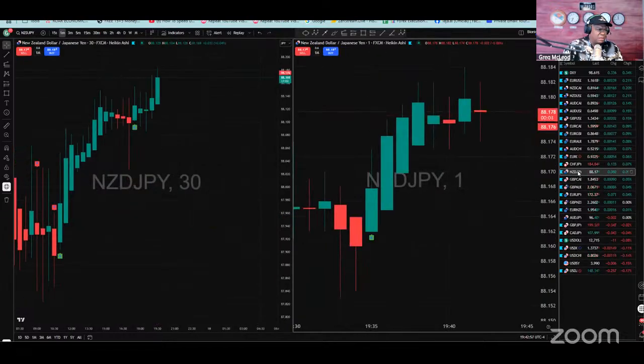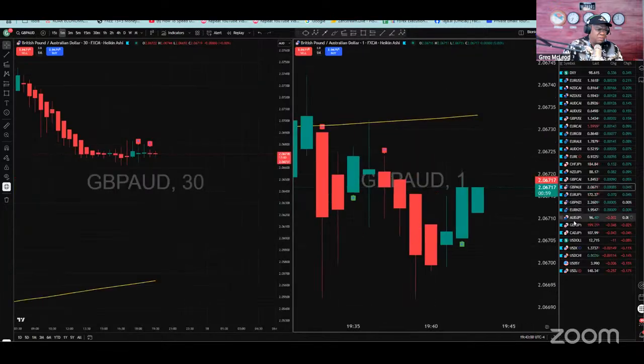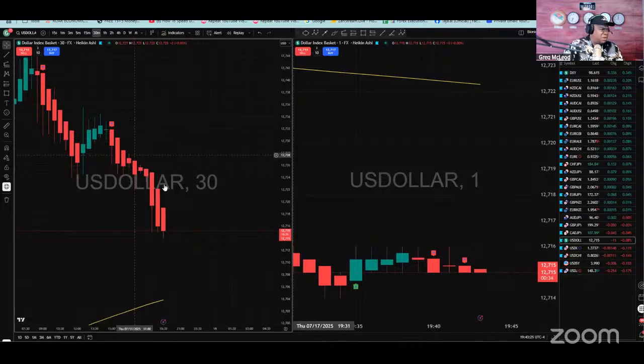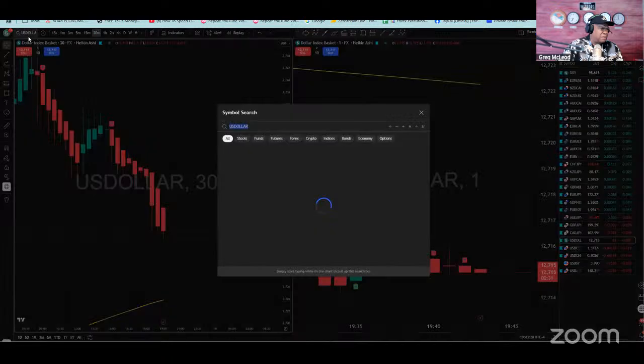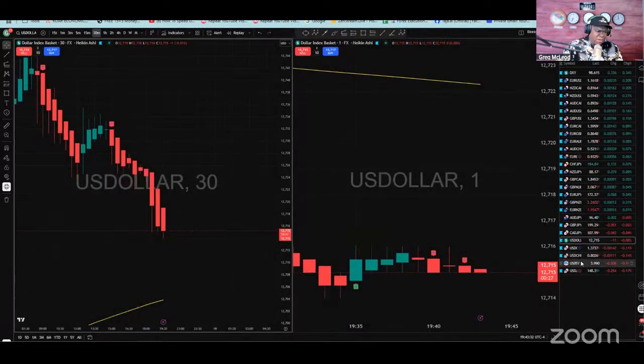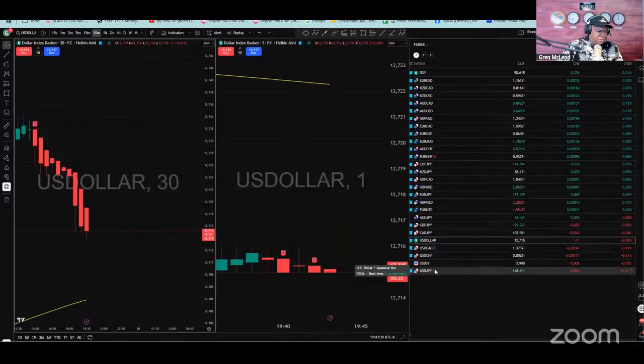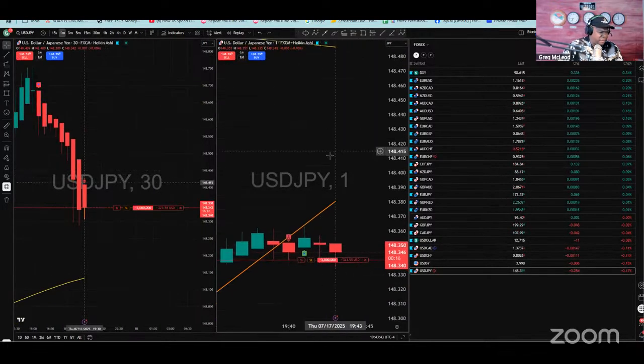Kiwi yen. I don't know. Let's see. Kiwi yen. Okay, it's the US dollar. Well, this is a dollar index basket. Oh, that's not what I want. I want the dollar yen. Why is this not moving, right? Dollar index basket. USD JPY right there. Okay. Looks like we got a wick below our entry.